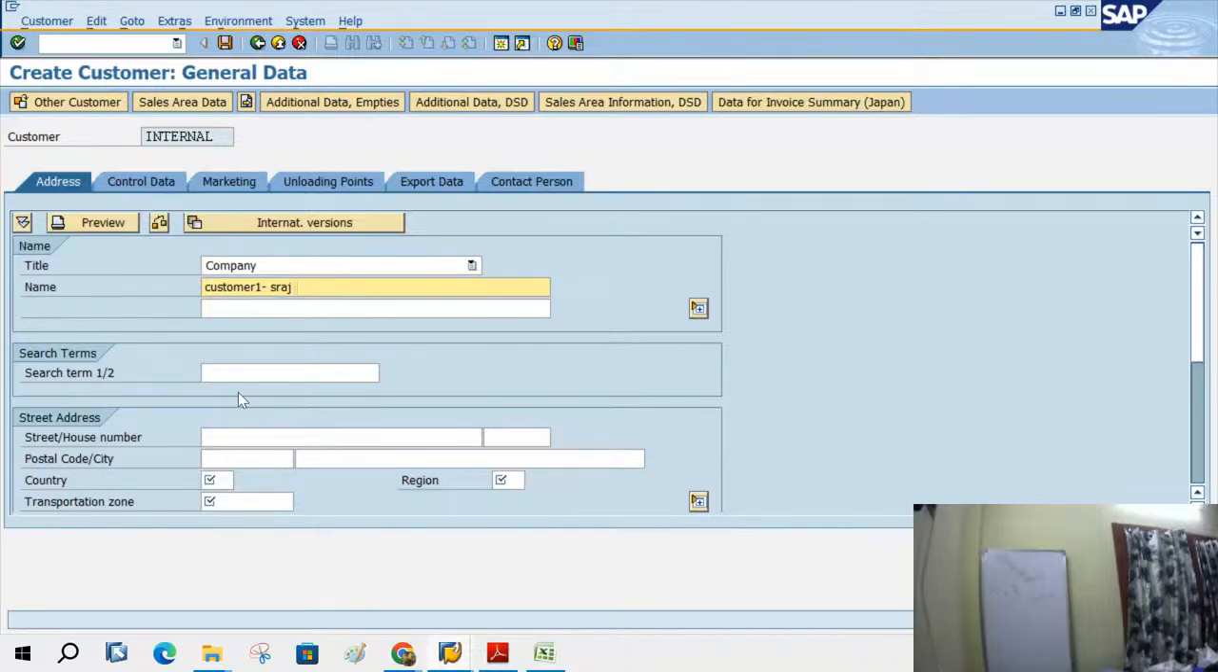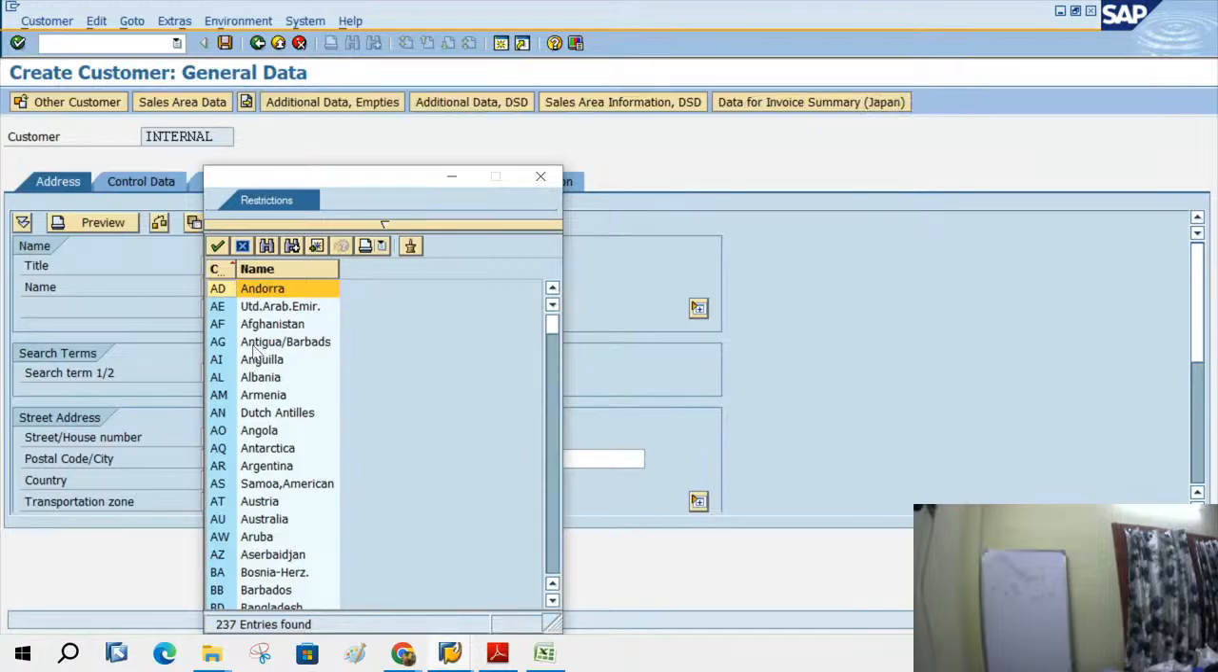Clear? Then you can say search term SRAJ. Clear? And then in which country is the structure? You create the customer in that country. This is in India.